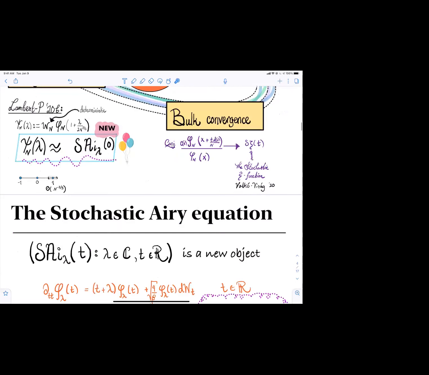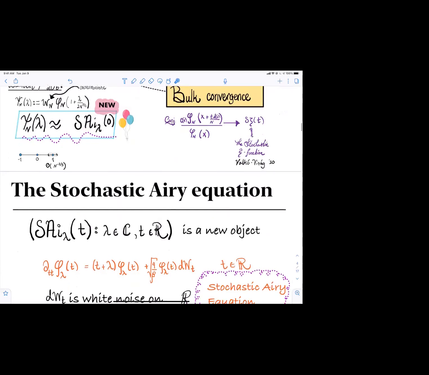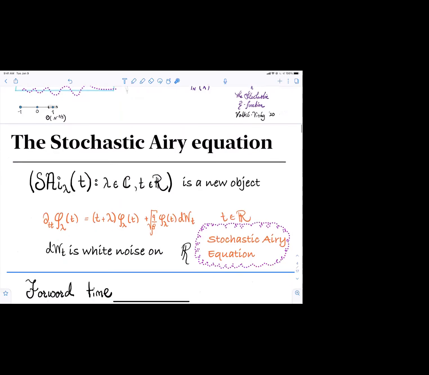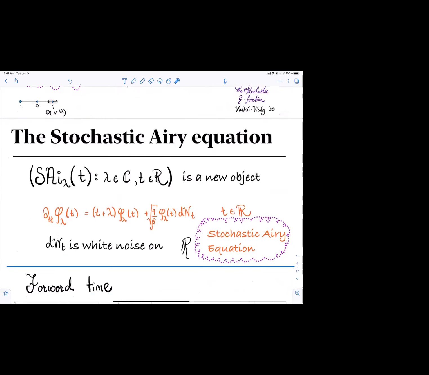Okay. All right. So with that, let me try to describe to you this random analytic function, the stochastic Airy function. So this is a new object, the stochastic Airy equation. I'm going to describe it to you.